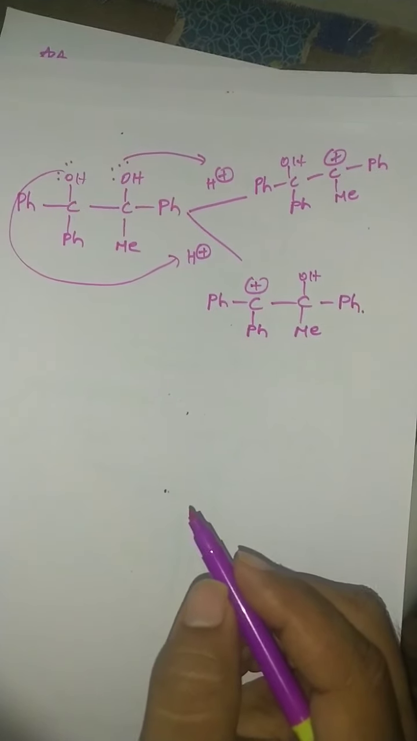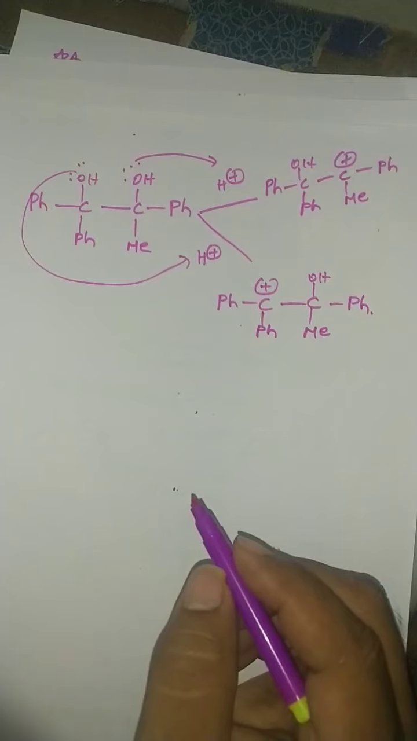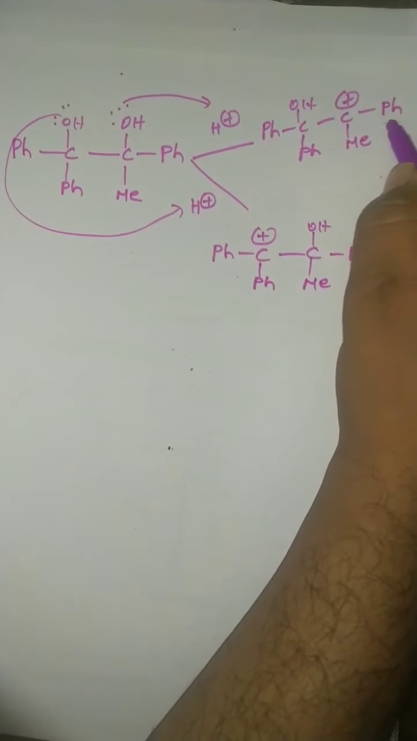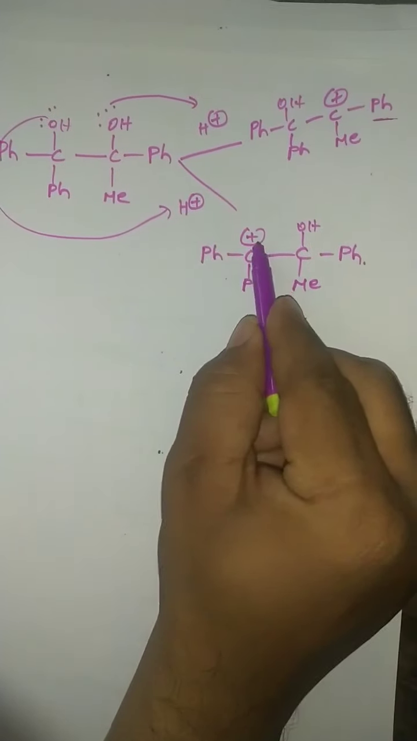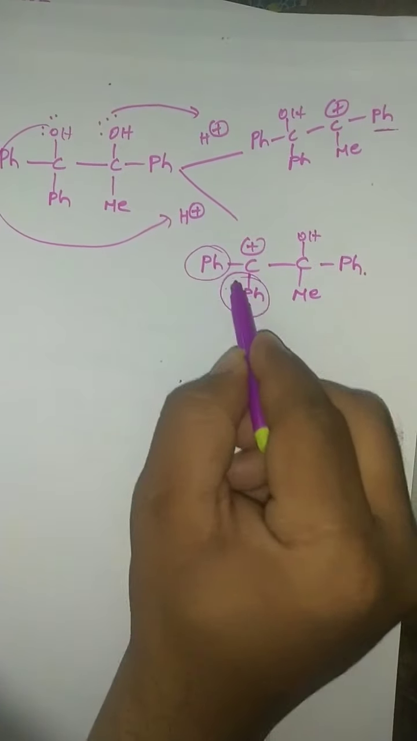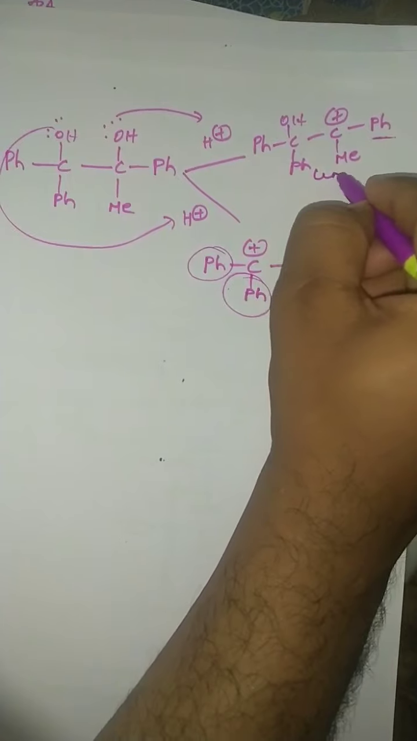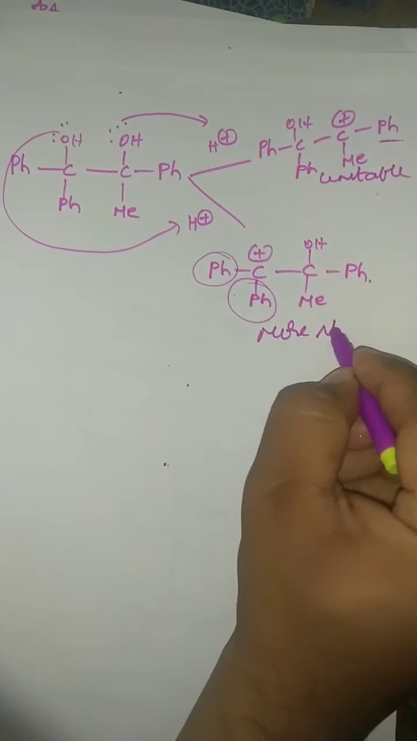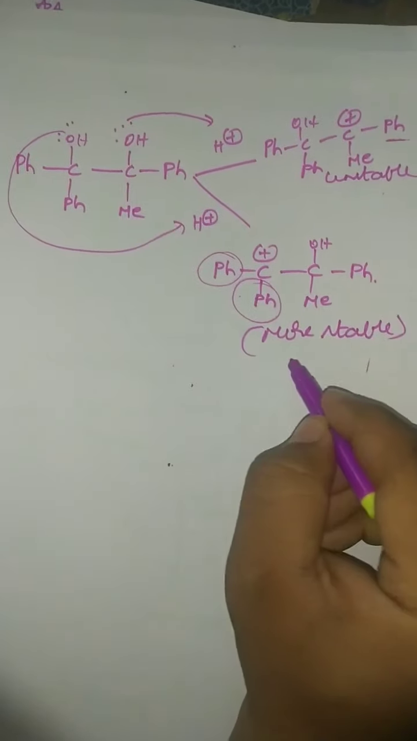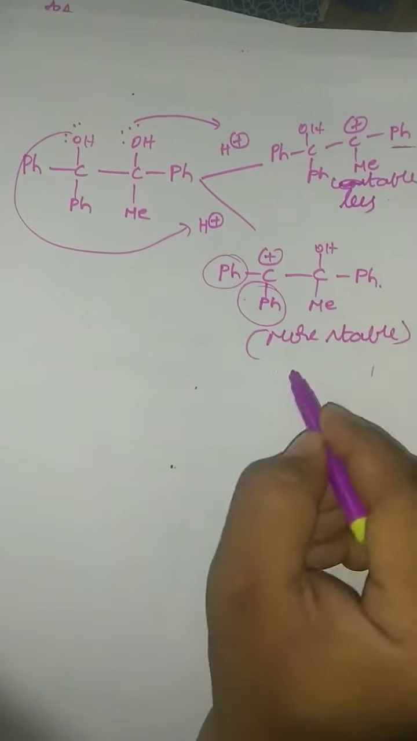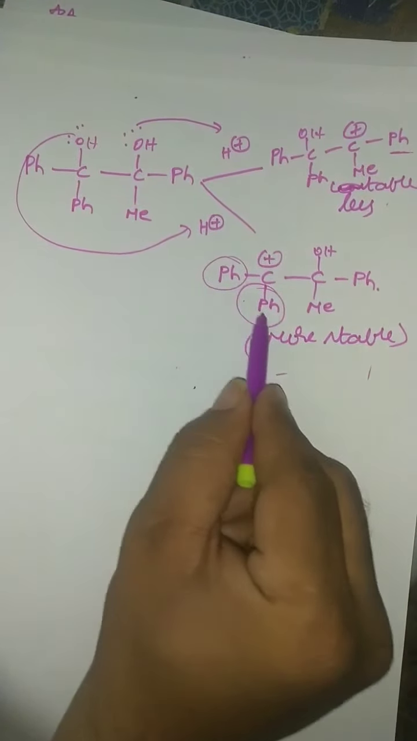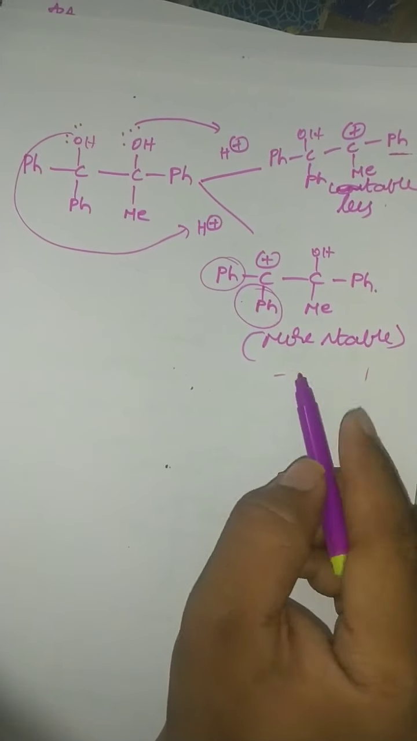So which one is the best one? Which is the more stable carbocation among them? Here the positive charge is in resonance with the phenyl group. But here, the positive charge, with two phenyl groups meaning two benzene rings. So this is less stable, this is more stable. When we compare the carbocation stability out of these two possibilities, which one is more stable? Because the positive charge is delocalized with two benzene rings, this is the more stable carbocation.